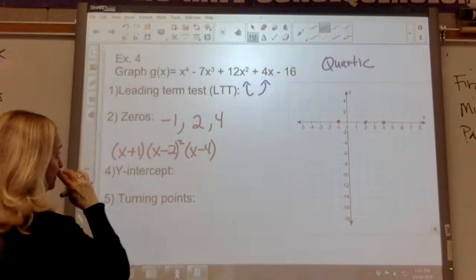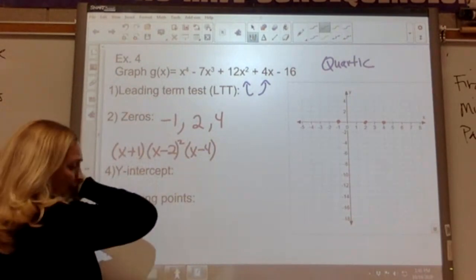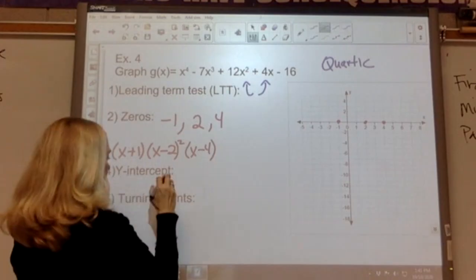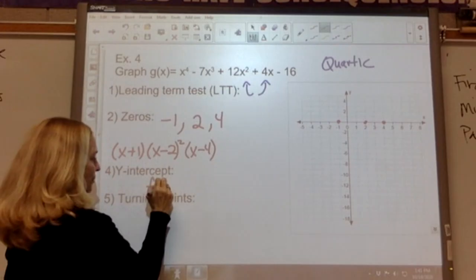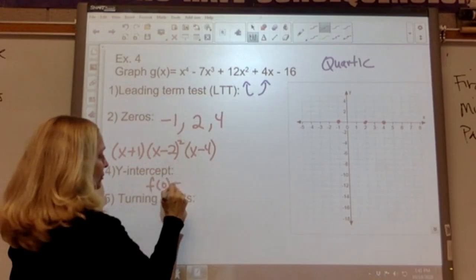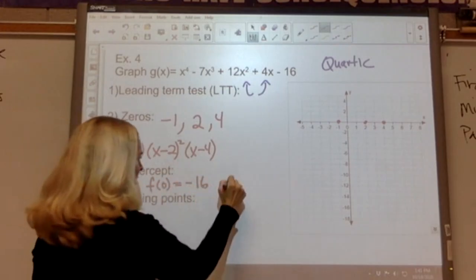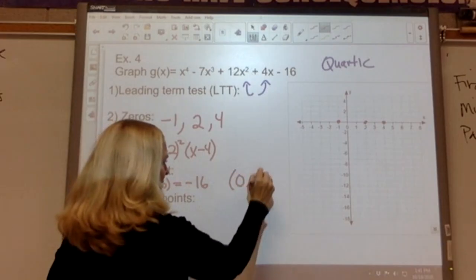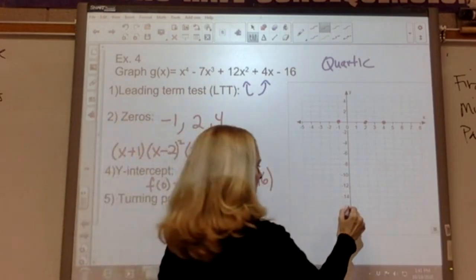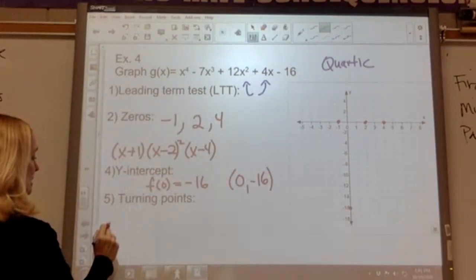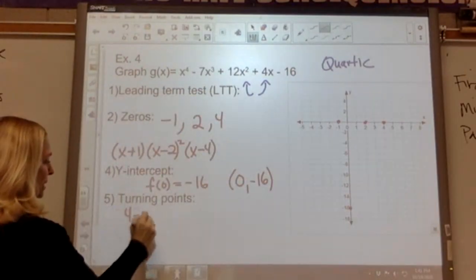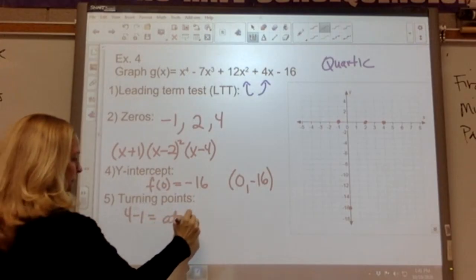Now the y-intercept, plug in 0. You're looking for f of 0. So you just plug in a 0, you get -16. So it's the ordered pair of 0, -16. So it's down here. And now turning points, this is 4 minus 1. So there's at most 3.